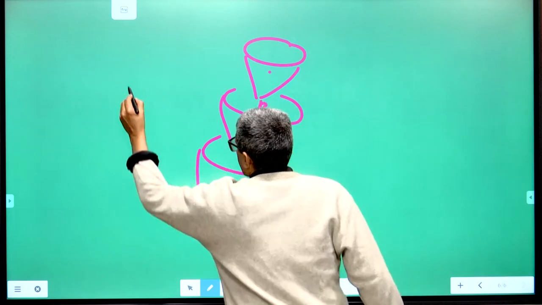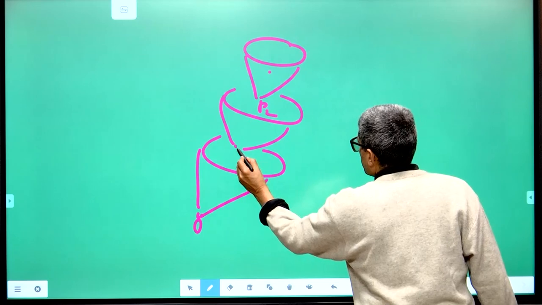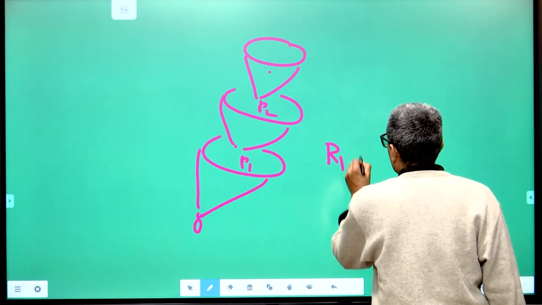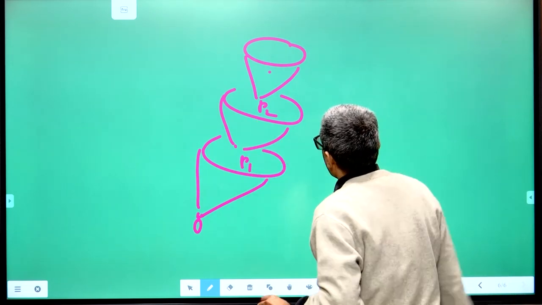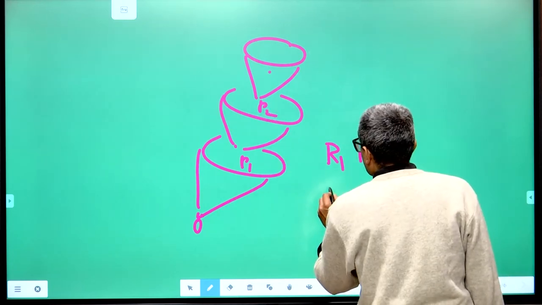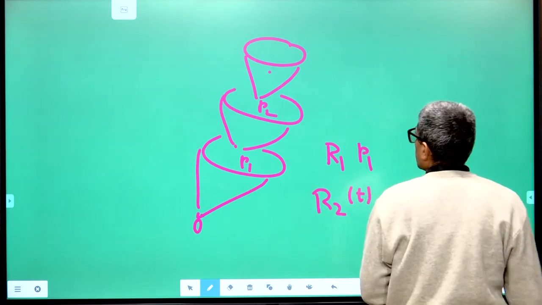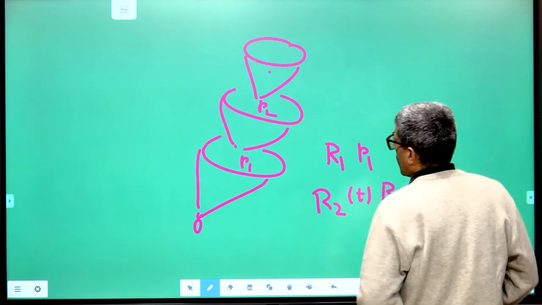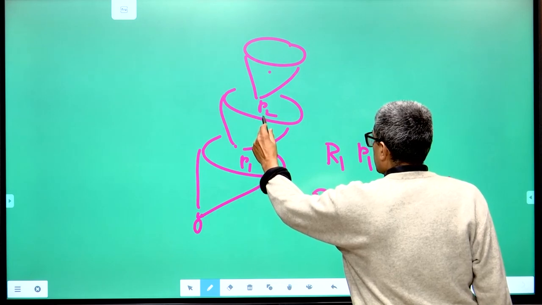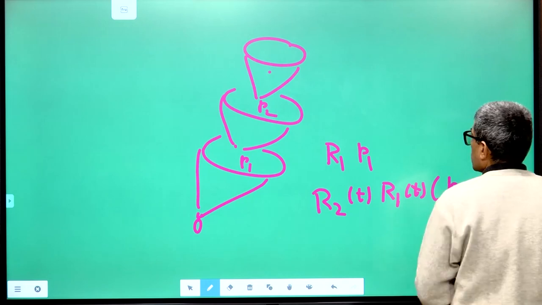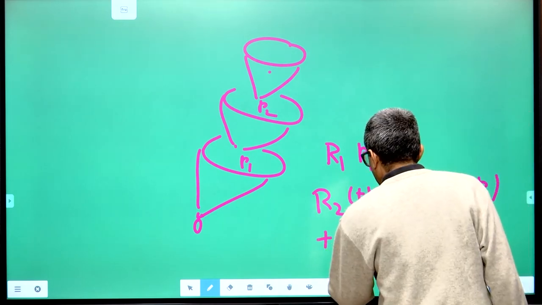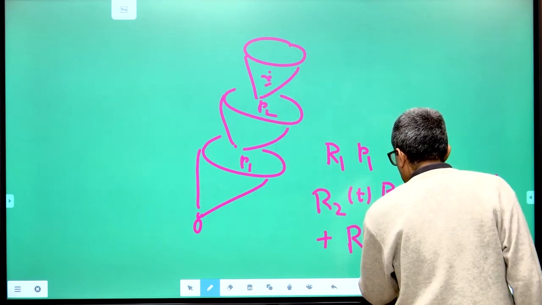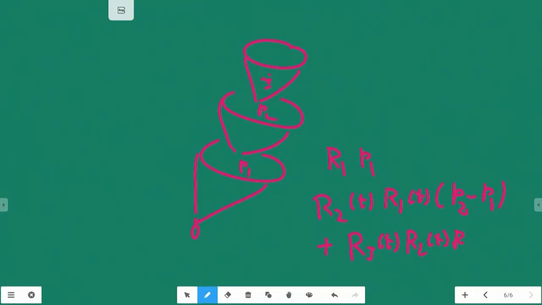Any point R on the third link at time t equal to 0, where has it moved after time t? First you observe the position where P1 has moved. P1 will move to R1t multiplied by P1. And then P2 moves to R2t multiplied by R1t multiplied by P2 minus P1. This is R1, this is R2. So P2 goes to R2t multiplied by P2 minus P1. And then a point R in the third link will go to R3t multiplied by R2t multiplied by R1t multiplied by R minus P2.